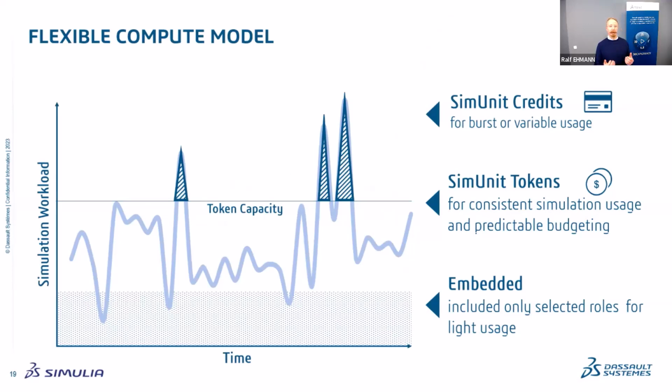It can cover, for example, SIMULIA tokens that offer a very predictable budgeting model, to burst or variable usage, where simulation usage is really variable or not predictable, or there's a sudden need to quickly access more simulation resources. Then simulation credits are a good and flexible way to access that. And in all these three cases, compute costs are transparent and easy to understand, so it's very easy to estimate and budget based on your computing needs.